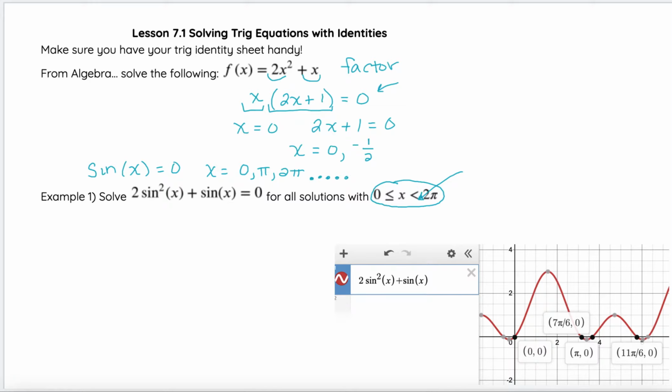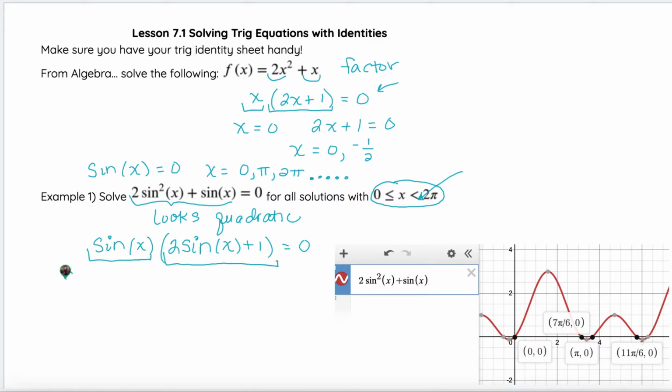When I look at 2 sine squared of x plus sine of x equal to 0, you might agree that this looks quadratic. Notice both terms have a sine, so I'm going to factor out sine of x from both terms, leaving me with 2 times sine of x plus 1. If I were to distribute my sine, we would end up back where we started. Now that it's factored, we can set each factored piece equal to 0 and solve.